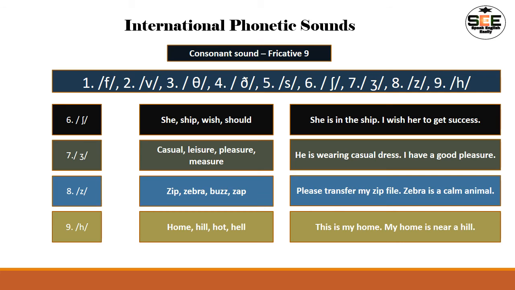So let's see. Here it is she, ship, wish, and should. Some non-native English speakers make mistakes on this sound. I'd like to indicate how they produce this sound wrongly. They say "see" for "she", producing the s sound. Ship, wish, should. This is completely wrong pronunciation.